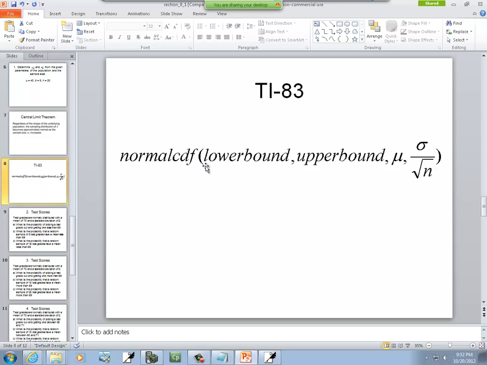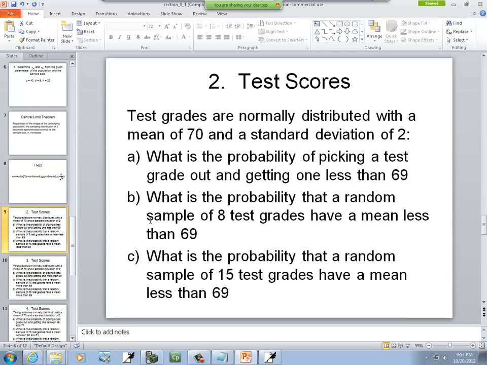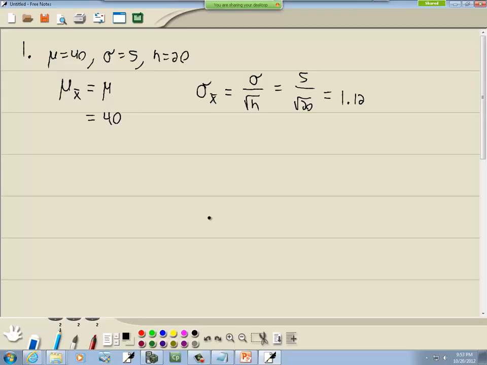Now here's how we're going to do it on the calculator. Normal CDF, lower bound, upper bound, mean, and sigma divided by the square root of n. So it's not tough to do these on the calculator. We'll also do them by hand. Let's look at our first problem.